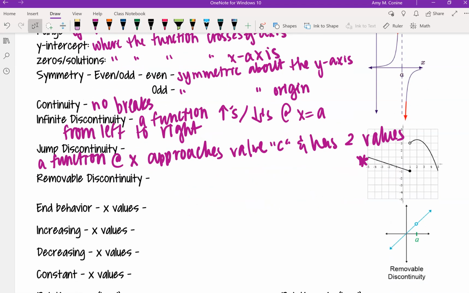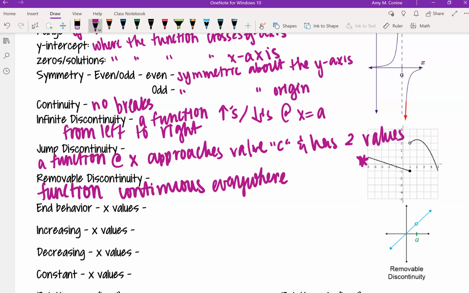Removable discontinuity, if you have a function continuous everywhere except at x equals whatever that value is of c. So that's your removable, that's down here. It means you have a hole. So it jumps over that value completely and continues. So that means you have a hole. And we'll talk about that this year as well.